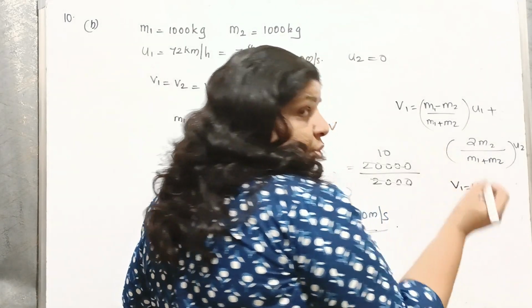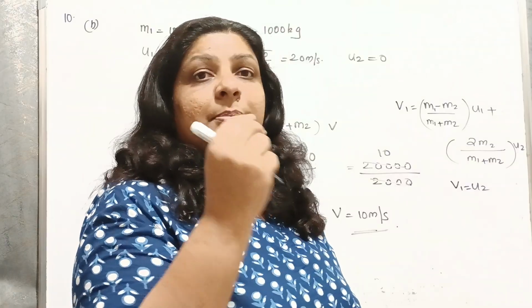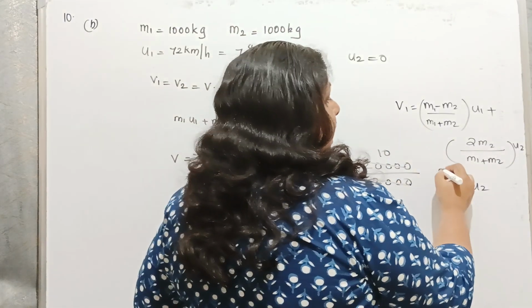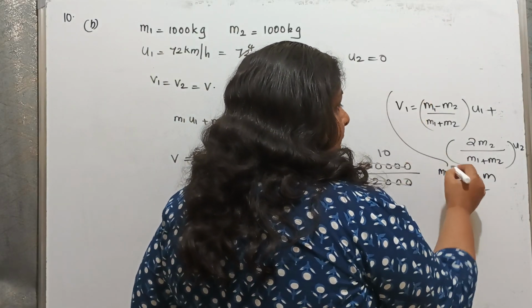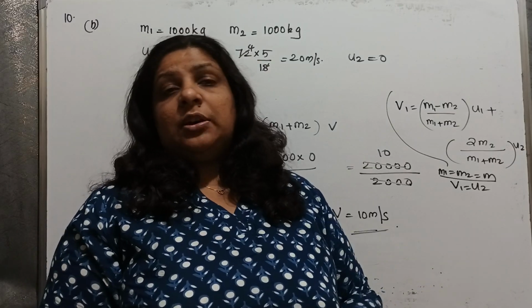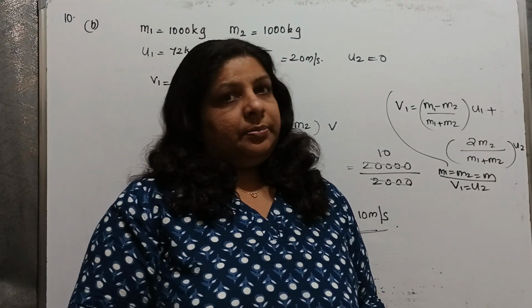That means in order to show that after collision the masses exchange their velocity, which case do you need to consider? m1 is equal to m2 is equal to m. You have to derive till here, then apply this condition, then prove v1 is equal to u2 as well as v2 is equal to u1. That is the proof they are asking.